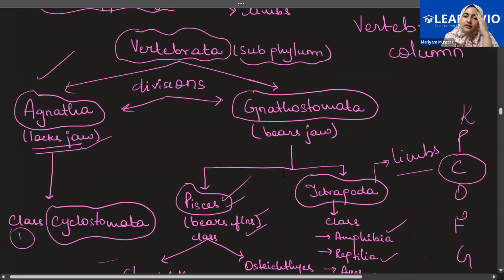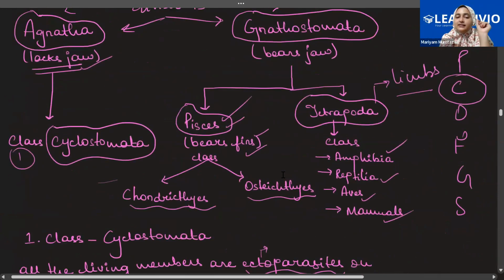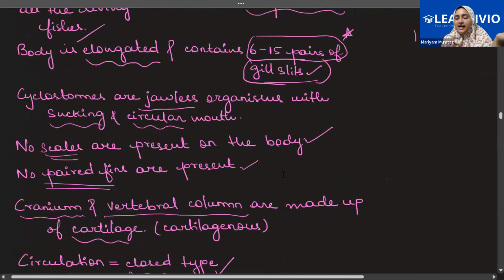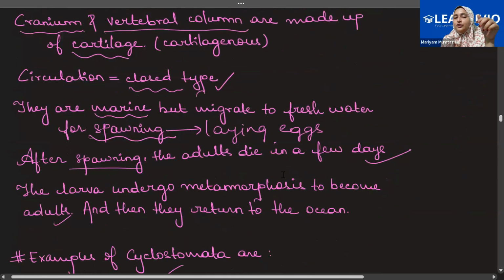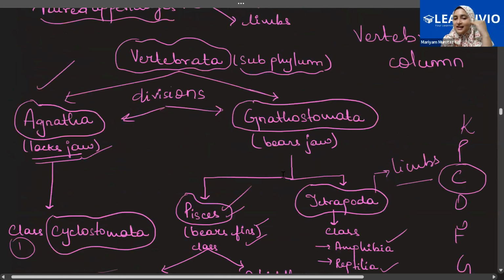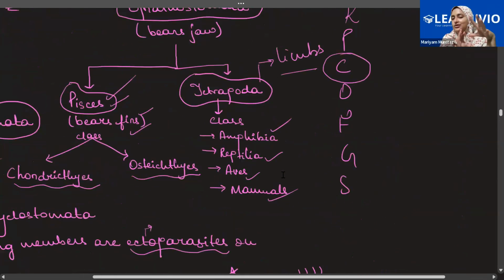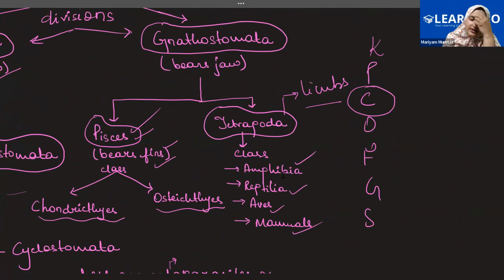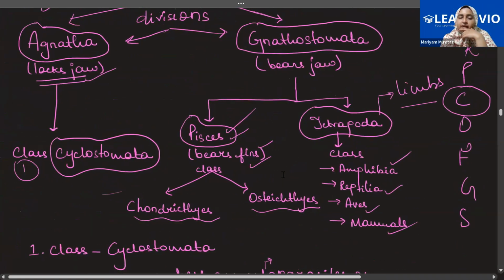So under the agnatha, there is only one class that you people have to study, that is cyclostomata. We'll study about cyclostomata. Then we'll come on to the ones that you will understand the most, that is the gnathostomata. We have fishes, amphibians, reptiles, birds and mammals. But before that, you people note down till here. Then we go.